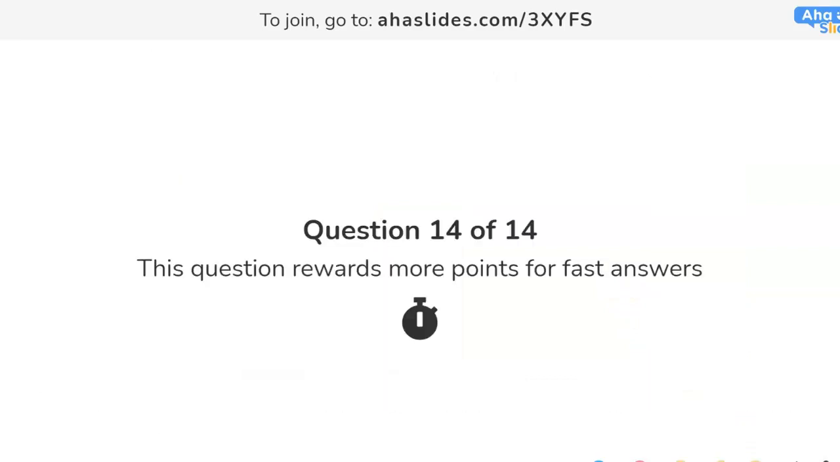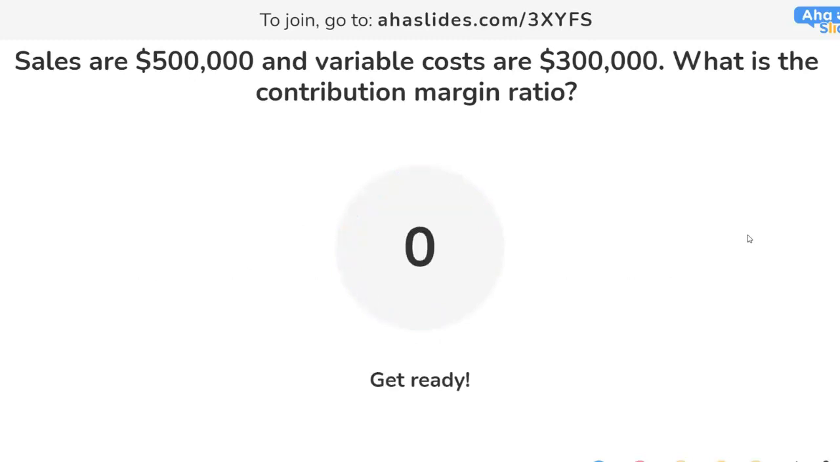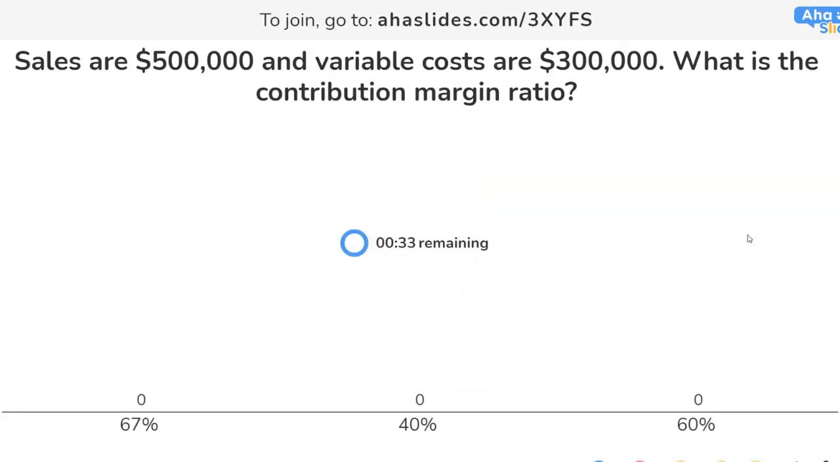One more chance to win. Get your calculator out. Sales are $500,000. Variable costs are 300. What's the contribution margin ratio? First, you have to come up with a contribution margin in dollars. Then convert that to a percentage. What do we get?